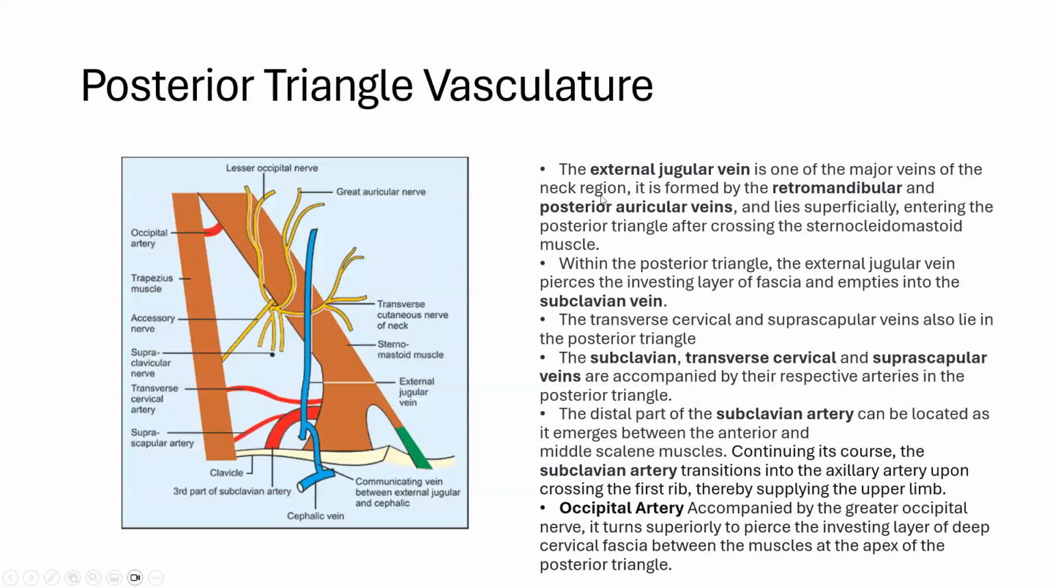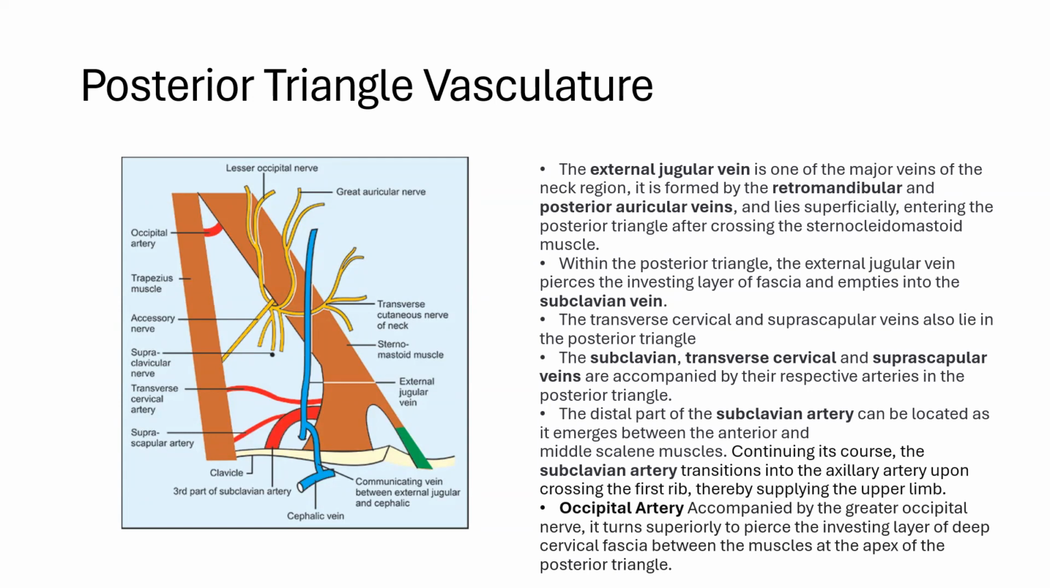Posterior triangle vasculature. The external jugular vein is one of the major veins of the neck region. It is formed by the retromandibular and posterior auricular veins and lies superficially, entering the posterior triangle after crossing the sternocleidomastoid muscle. Within the posterior triangle, the external jugular vein pierces the investing layer of fascia and empties into the subclavian vein. The transverse cervical and suprascapular veins also lie in the posterior triangle.